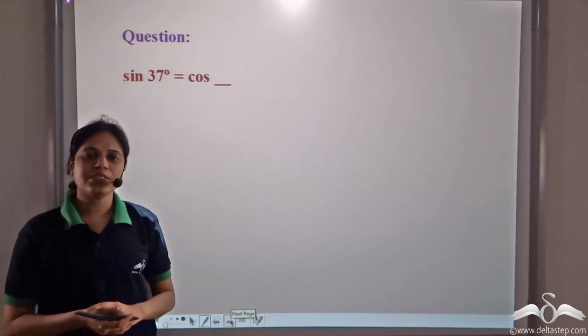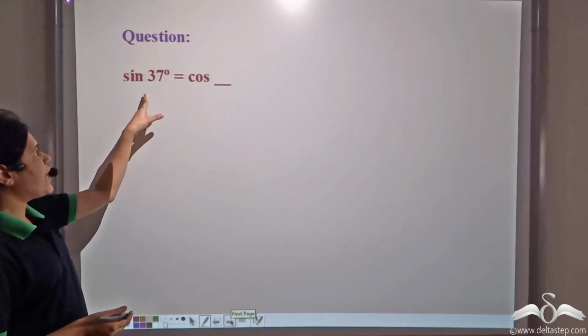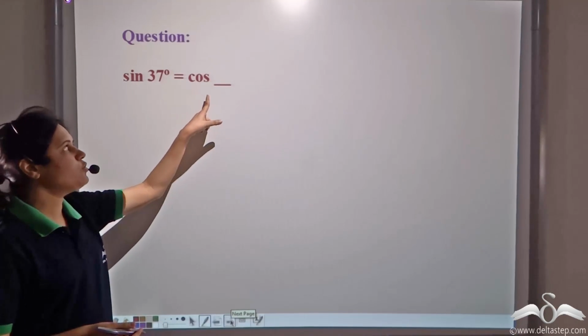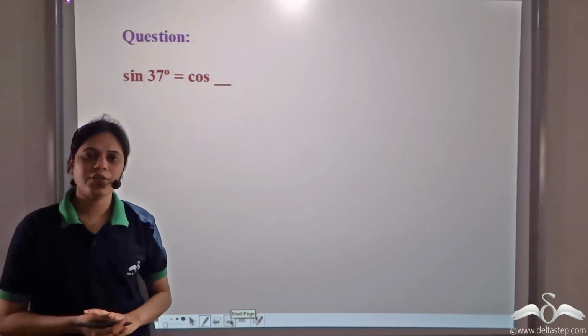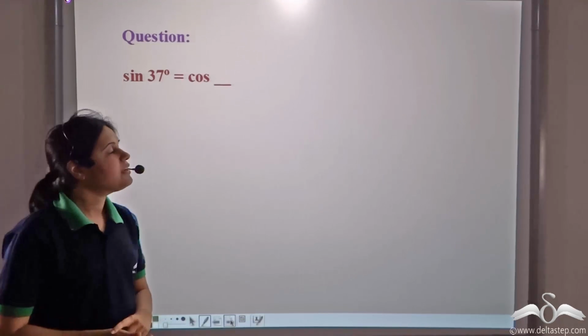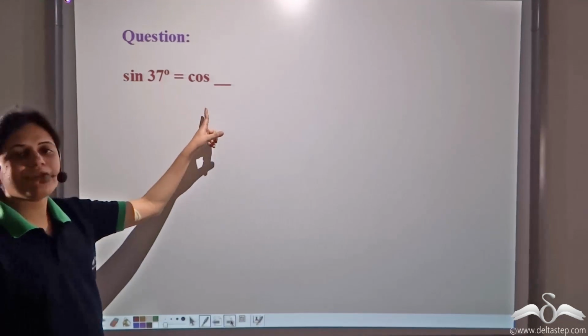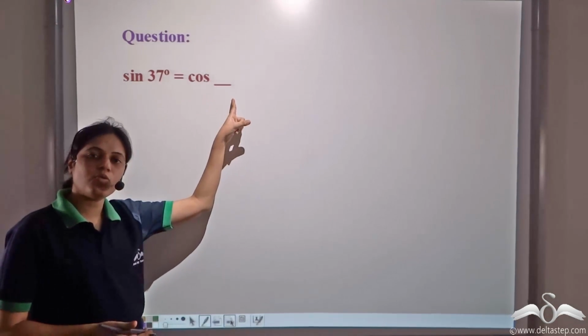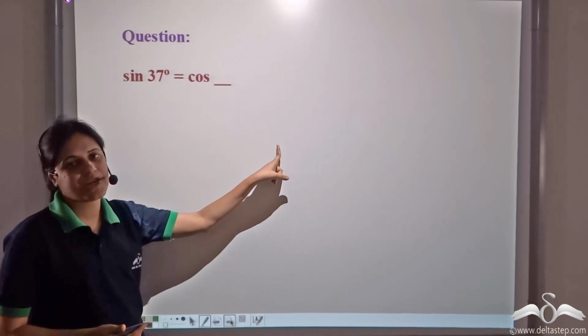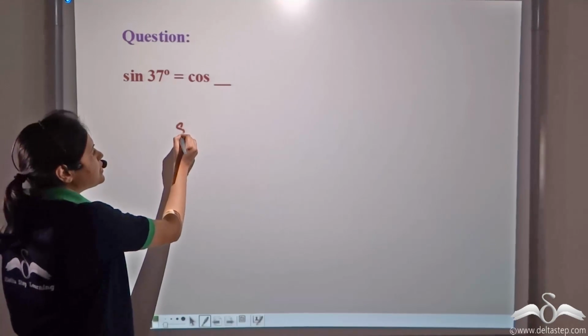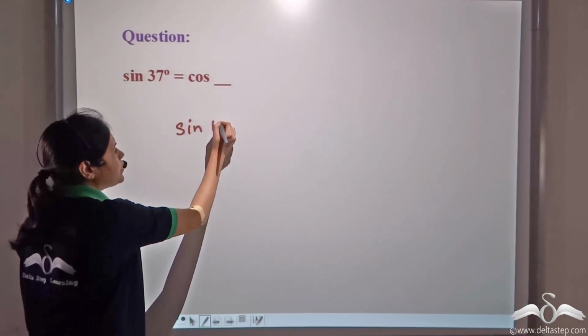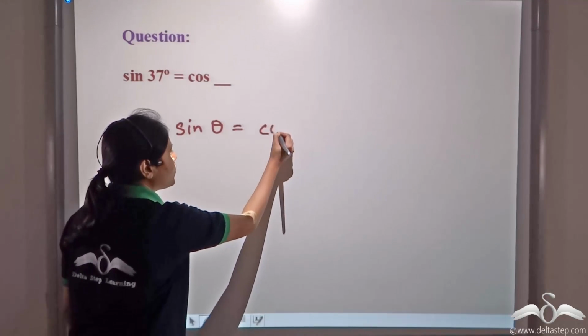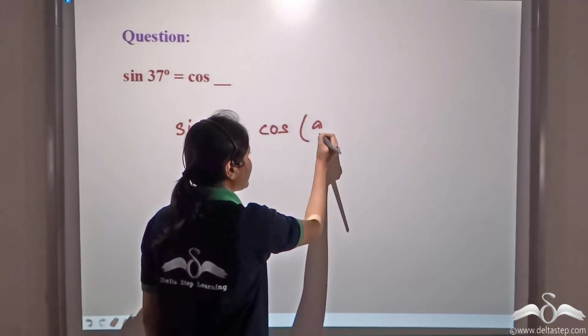So now can you answer this question? Sine 37 degrees equal to cos of what? Well, we know that sine of an angle is the cosine of the complementary angle. That is, sine theta is equal to cos of 90 degrees minus theta.